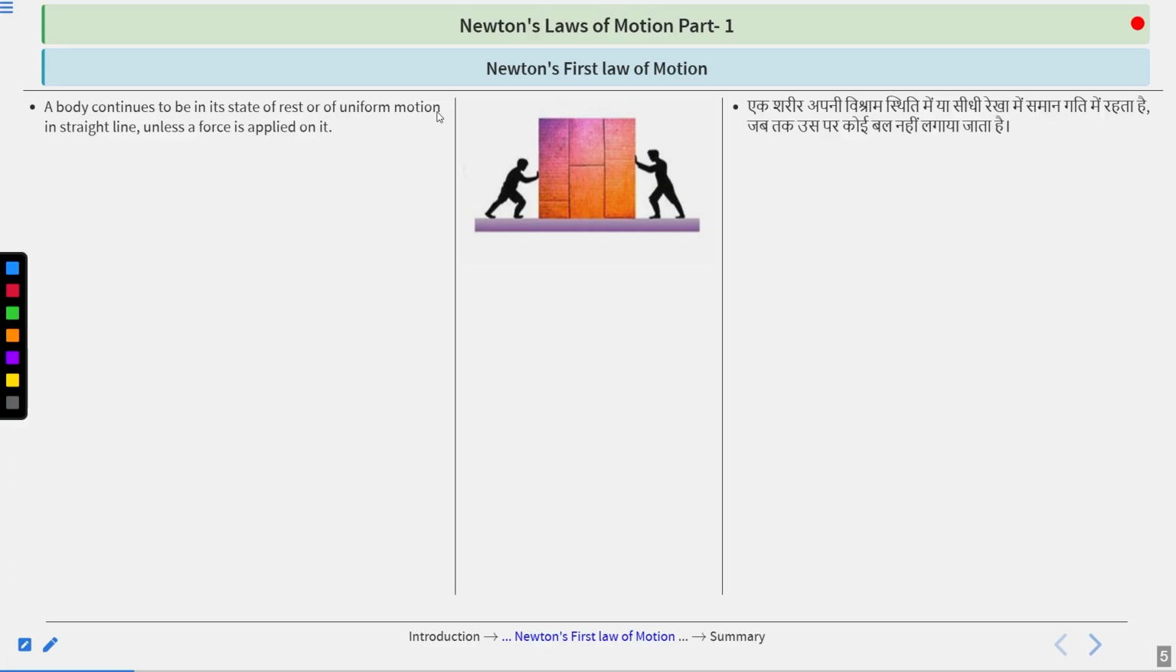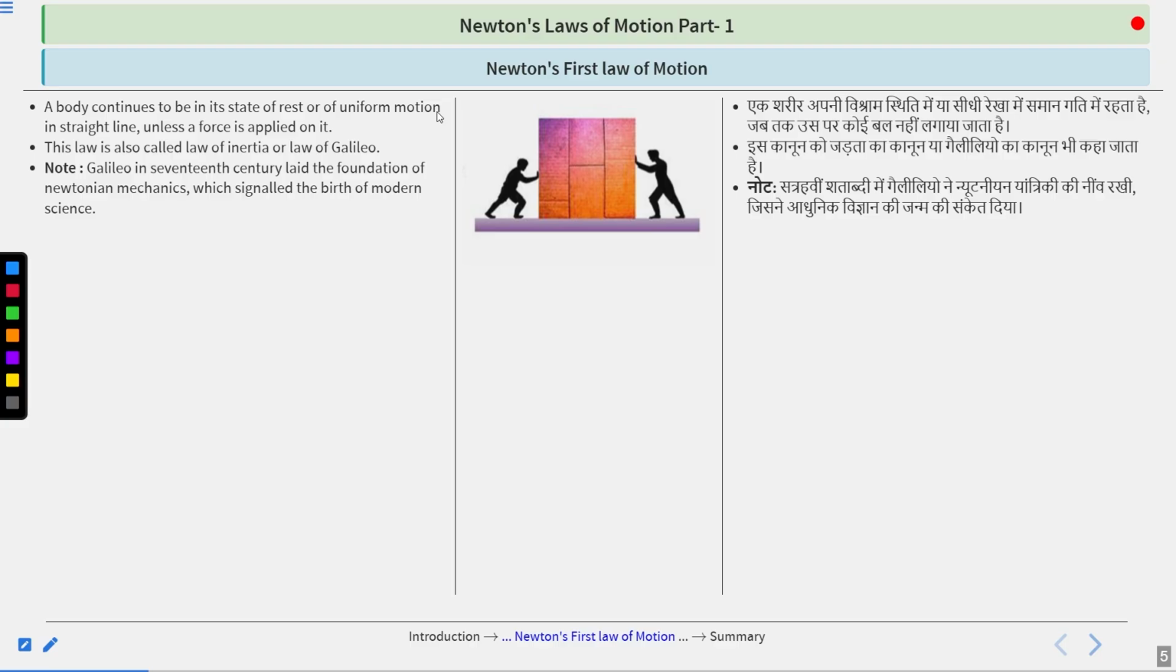Any body which is in a state of rest or uniform motion will not change its state until or unless an external force is applied on it. This law is also called the law of inertia or the law of Galileo. Why? Because Galileo in the 17th century laid the foundation of Newtonian mechanics, which signaled the birth of modern science. So that's why it is also known as the law of Galileo.